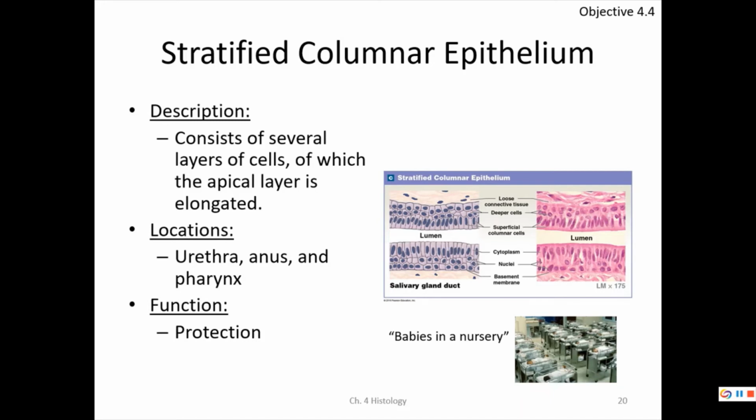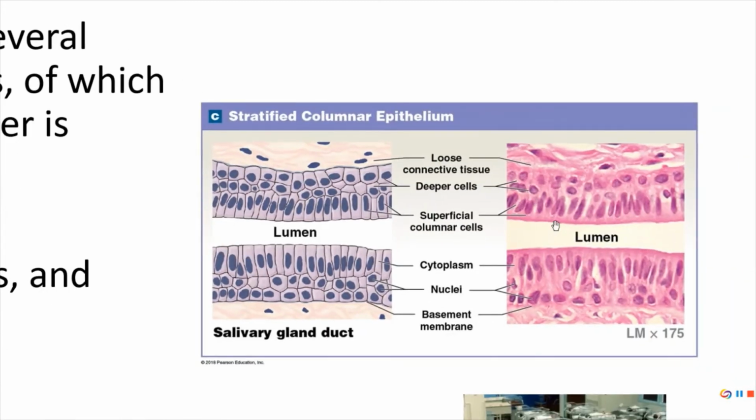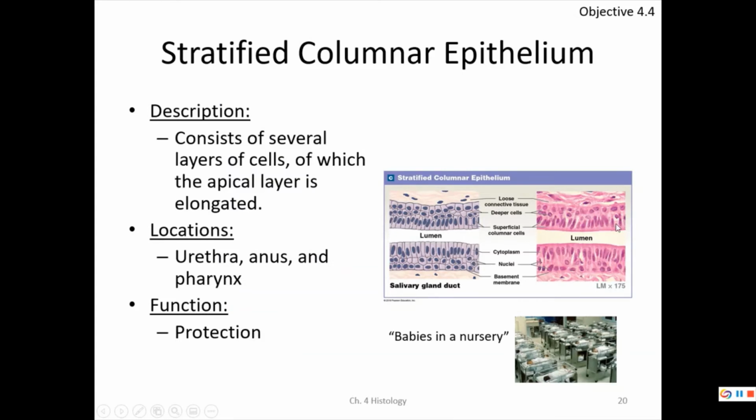But the apical layer, the top, the apex, this part that's near the free surface must be exposed to the air, and that top layer is what we're looking at being long and tall, but more than one layer. It's found in your urethra, that's where you urinate out of, parts of the anus, and your pharynx. And it's again for protection.